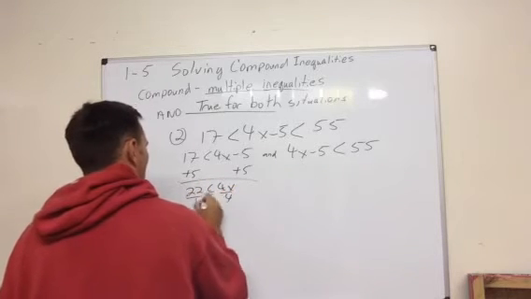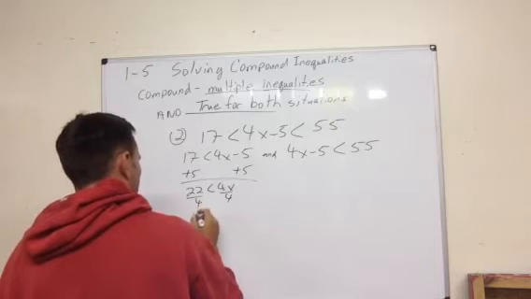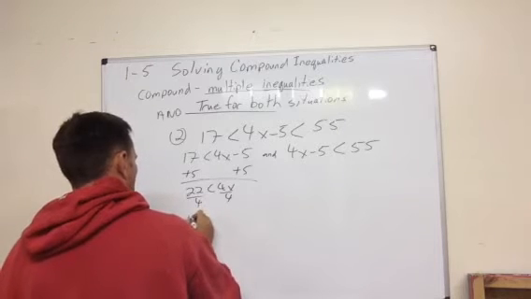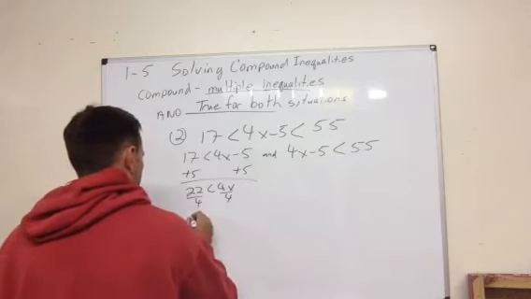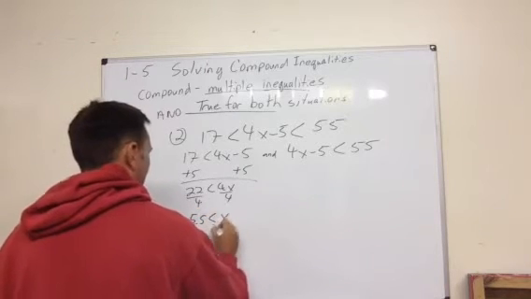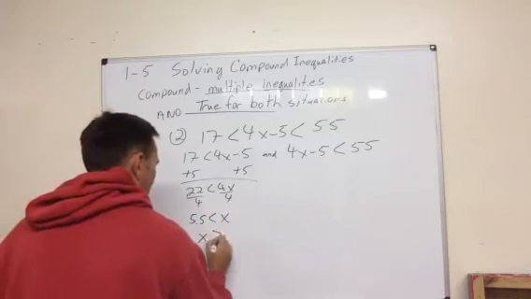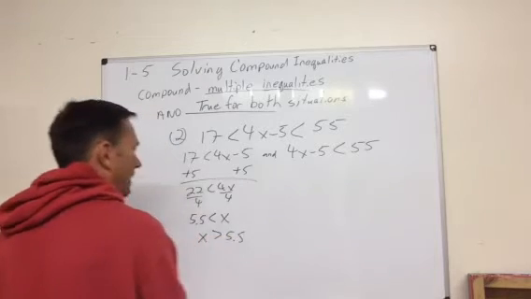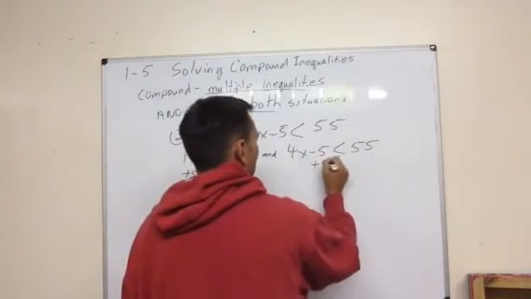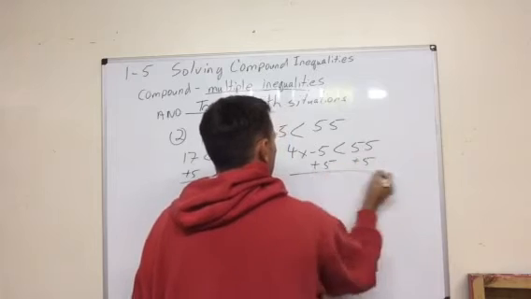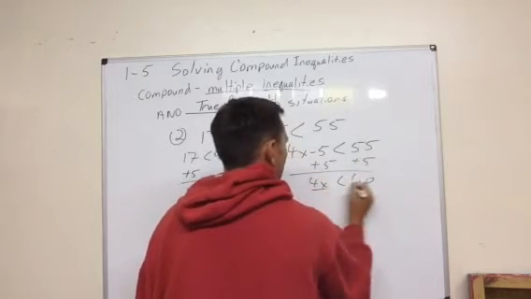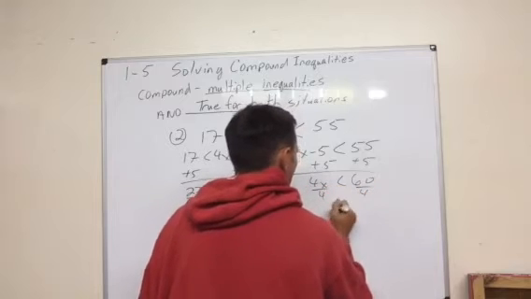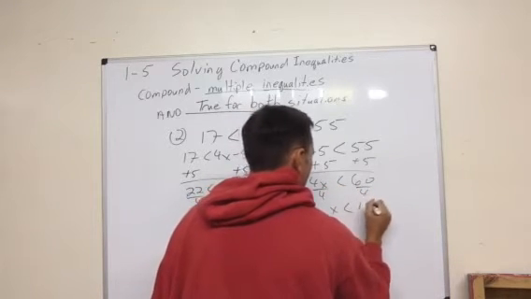Divide by 4. And we get 5.5 is less than x, or x is greater than 5.5. Over here, we add 5. 4x is less than 60. Divide by 4. And we have x less than 15.